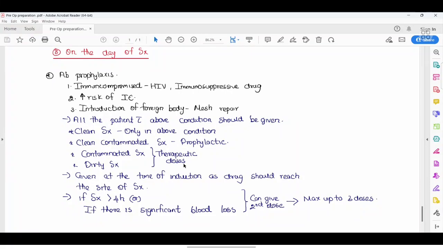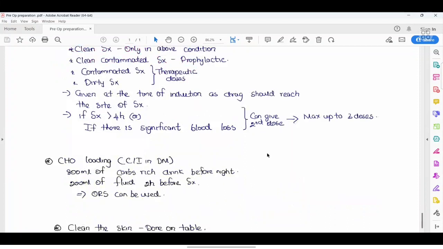The antibiotic is given at the time of induction. That is also an MCQ point. They have asked it 2 times in the past. The reason we give the antibiotic during induction is that we need the maximum concentration of antibiotic in the body when we make the incision on the patient. So for each and every surgery, we give the antibiotic prophylaxis at the time of induction. Just remember that.